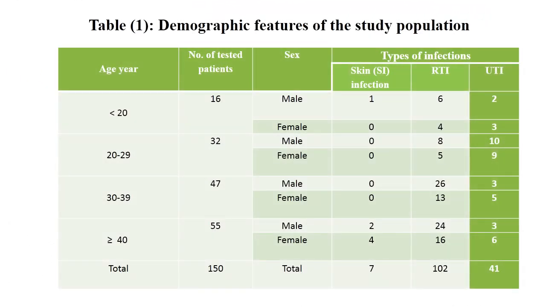Table 1 shows the demographic features of the study population, which involves 4 age groups included in this study for obtaining clinical samples from patients, both male and female, suffering from different types of infections. We can see in this table a high number of patients recorded in the age group 30 to 39, with 26 patients, female patients suffering from respiratory tract infections.